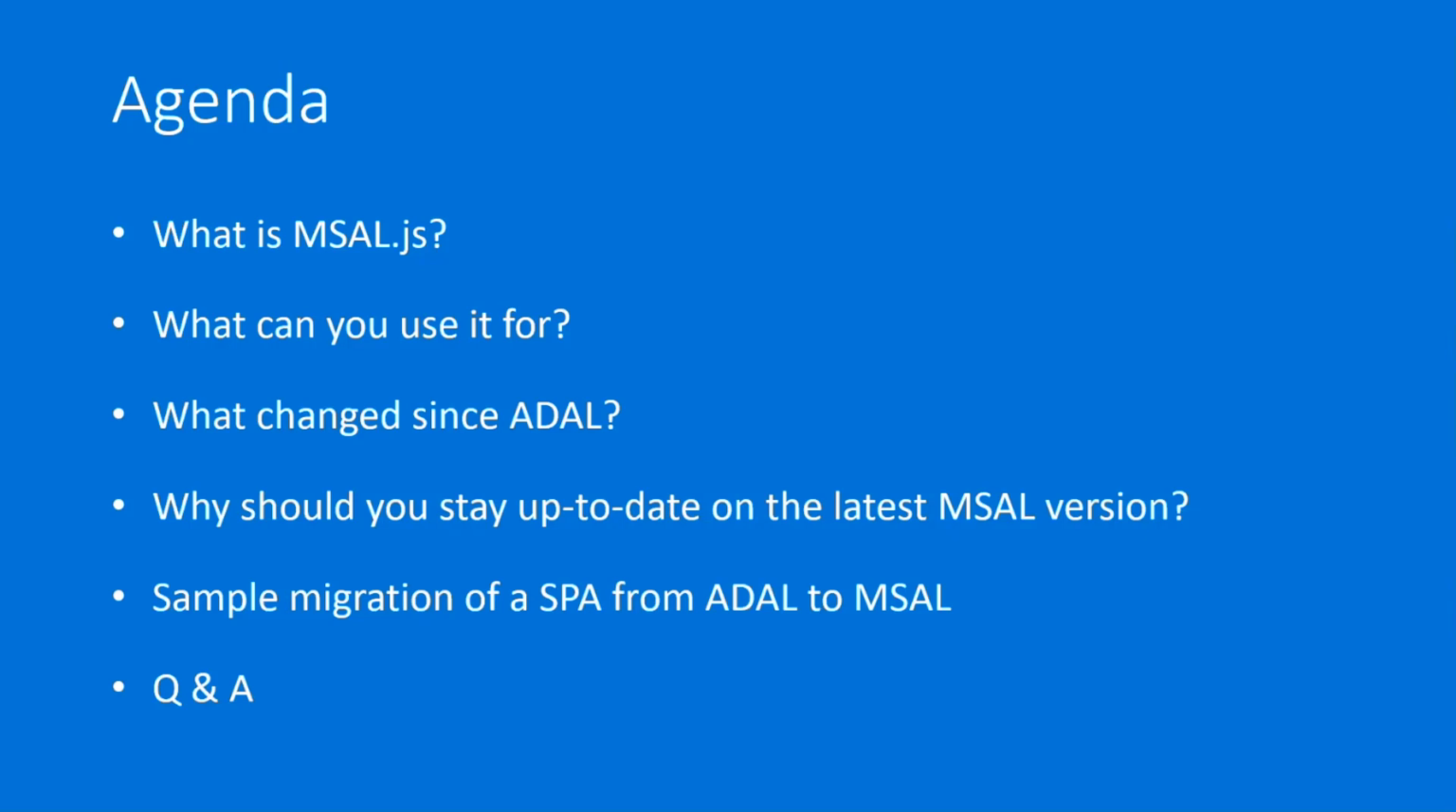What we are focusing on today is MSAL.js. That's the Microsoft Authentication Libraries for JavaScript. We're going to talk about what that is and what you can use MSAL.js for. If you have been working in the Microsoft ecosystem for long, you may also be familiar with the acronym ADAL. We're going to talk about what has changed between ADAL and MSAL, why you should be staying up to date on your latest MSAL version, and then Dogan will also be walking through a sample migration.